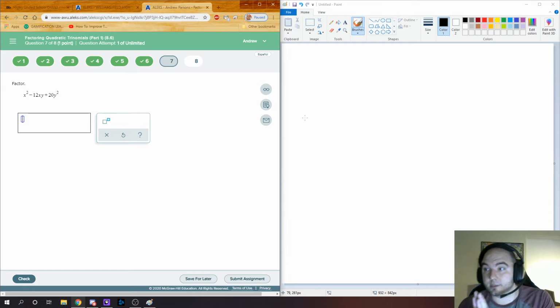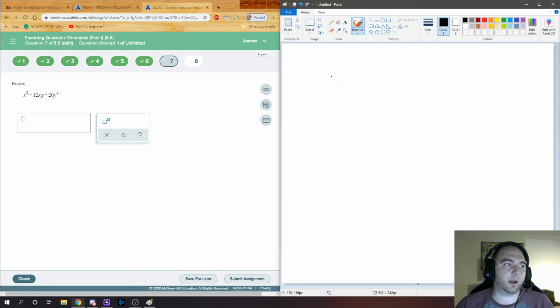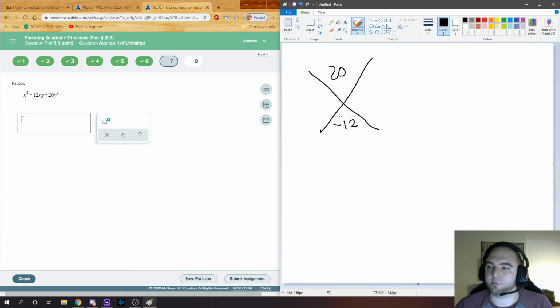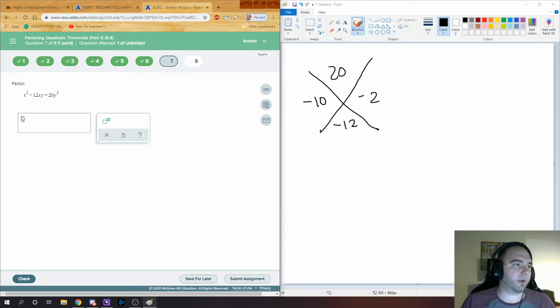All right, we've got some double letter ones. Now, this is not any different than anything else. I'll take a step back real quick and write this. 20, negative 12. What multiplies to make 20 but adds up to make negative 12? In this case, it's a negative 10 and a negative 2. So when I go to write my answer, I'm going to write x minus 10y, x minus 2y.